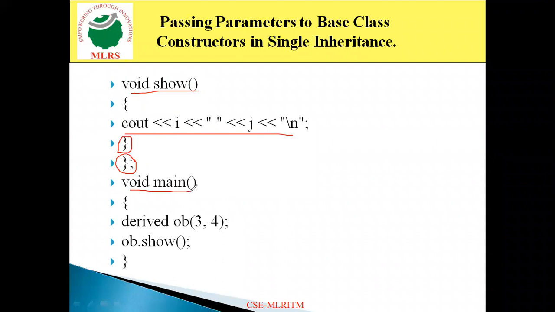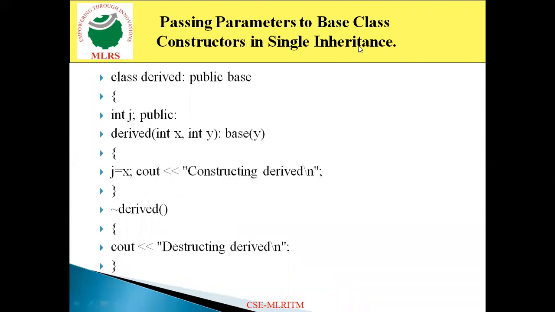Then come to the main function. Simply in the main function, I am creating the object for the derived class. It is the constructor. So whenever the object is created, the derived class constructor automatically executes. That indicates it passes the values 3, 4 to the derived class constructor. So look at this. These 3, 4 values are passed to the derived class constructor, and the derived class constructor is nothing but this one. So those values 3 and 4 are assigned to x and y. Now observe clearly, the x value is 3, which is assigned to j. So now the j value is 3.